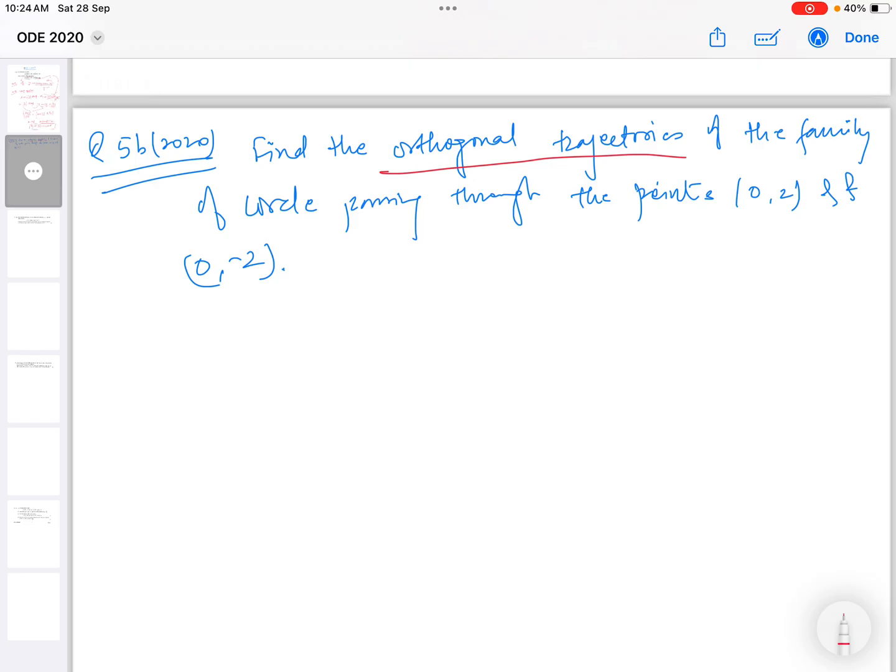Find the orthogonal trajectory of the family of circles passing through the points (0, 2) and (0, minus 2). Since I didn't take a screenshot of this question and put it in the PDF, that's why I wrote this problem here only. This is a simple question, and a pattern can be followed in order to solve such kind of problem. What you can do is just create a differential equation and replace y dash with minus of 1 by y dash.